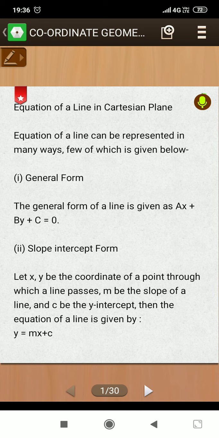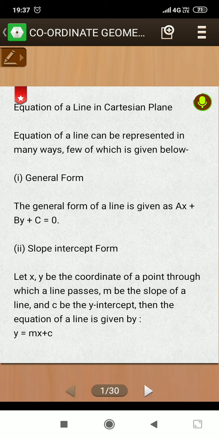Equation of a line in Cartesian plane. Equation of a line can be represented in many ways, a few of which are given below. General form. First one. The general form of a line is given as ax plus by plus c equals 0. The slope-intercept form. Let x, y be the coordinates of a point through which a line passes, m be the slope of the line and c be the y-intercept, then the equation of the line is given by y equals mx plus c.